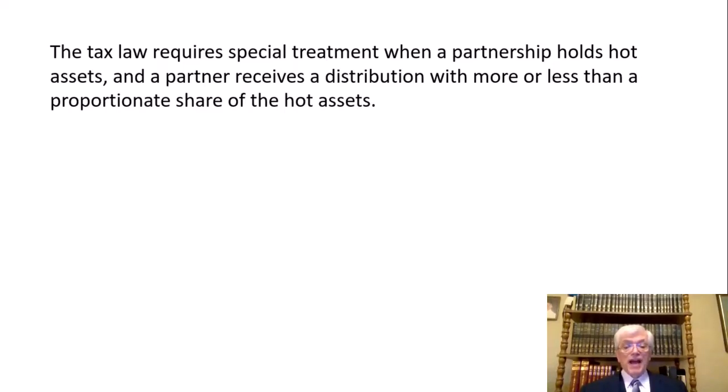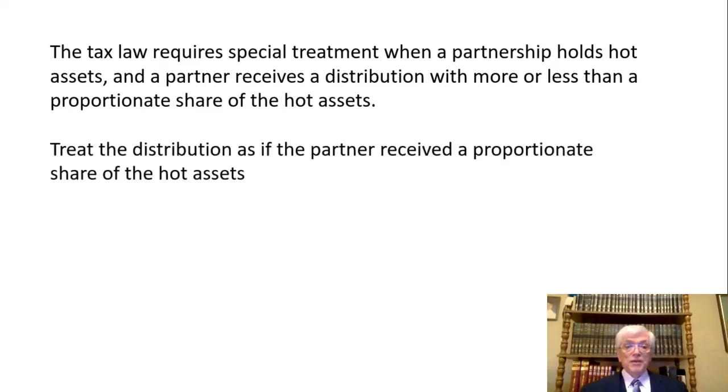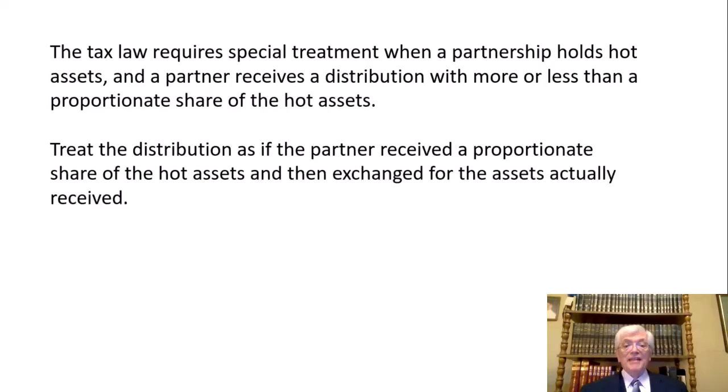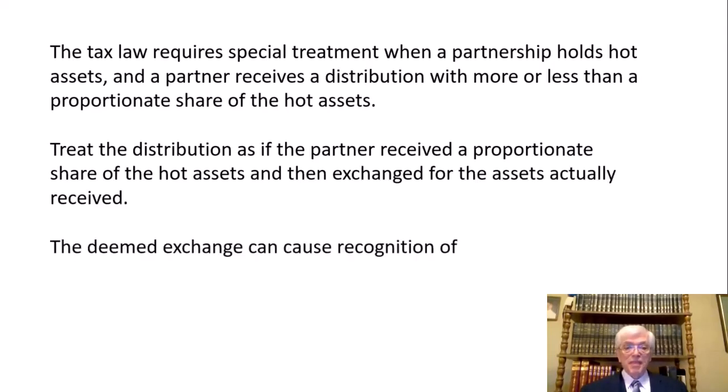In the problem 25 that we just did, there were hot assets distributed, but we were told that everything was proportionate. If it's proportionate, then it's not as much of a problem. But if it's disproportionate, then there can be an issue. Treat the distribution as if the partner received a proportionate share of the hot assets, and then exchange for the assets that they actually received.